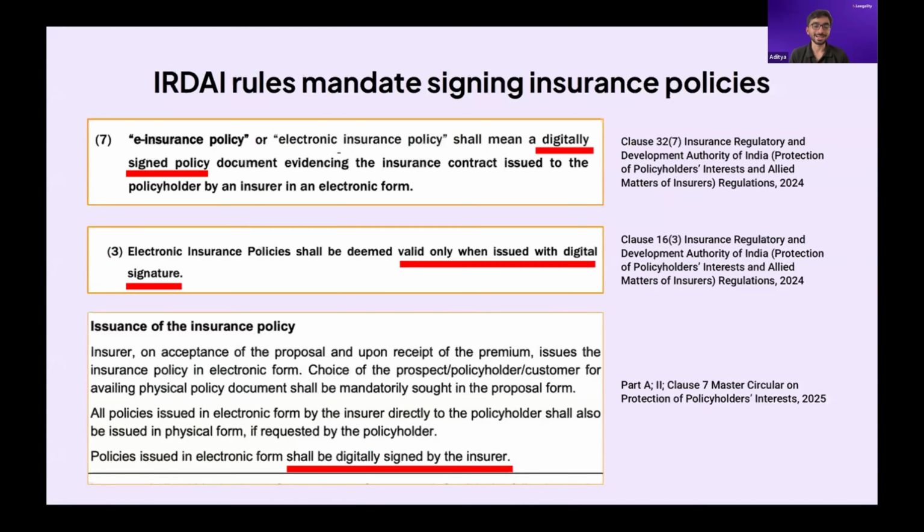First, what exactly do IRDAI rules say about ePolicies? If you look at the IRDAI rules, they're pretty crystal clear, right? E-insurance policies or ePolicies, which are policies in electronic form, must be digitally signed. The IRDAI has specifically used the words digitally signed rather than authenticated, accepted, or acknowledged. And this terminology difference is super critical, right?